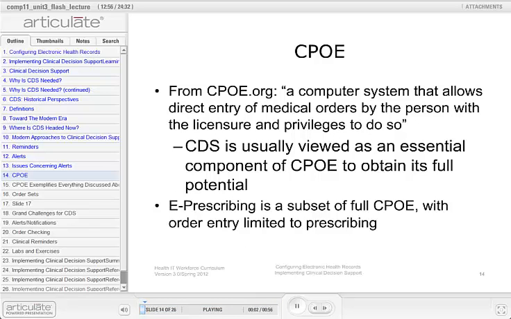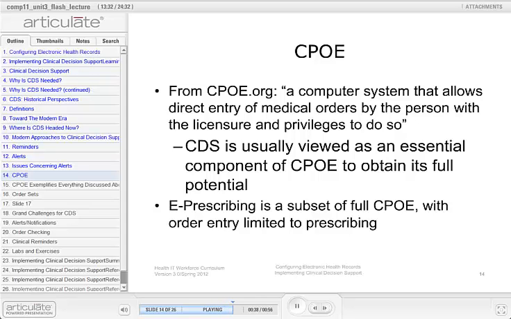What exactly is CPOE? There is a website that is maintained by the research program of Joan Ash, a professor at Oregon Health and Science University, called CPOE.org. This website defines CPOE as, quote, a computer system that allows direct entry of medical orders by the person with the licensure and privileges to do so, unquote. Clinical decision support is usually viewed as an essential component of CPOE obtaining its full potential.